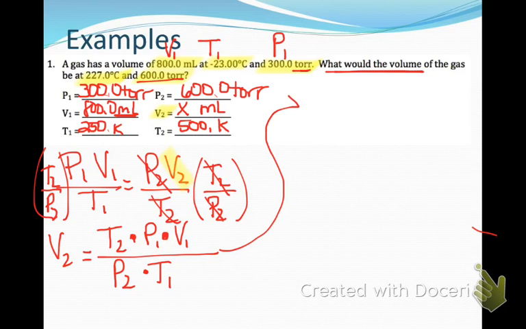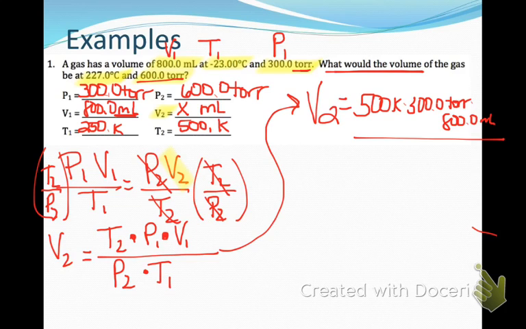I'm going to do this up here. My V2 is equal to my T2, and this is when it's really helpful to write out all those numbers over there on the left-hand side. So 500 K times my P1, which is 300.0 torr, and I don't have enough space, I'm going to try to squeeze it in. My V1 is 800 milliliters, and that is all over my P2, which is 600.0 torr, times T1, which is 250 Kelvin.